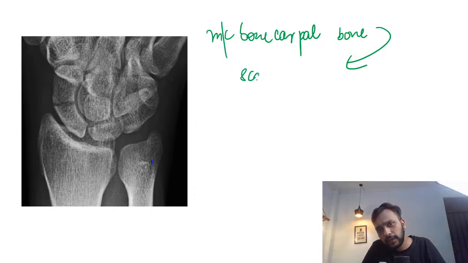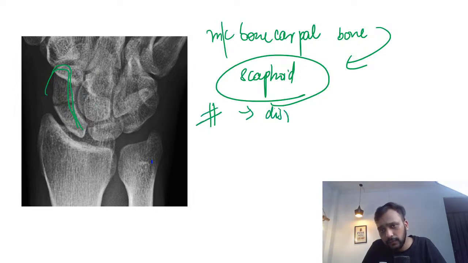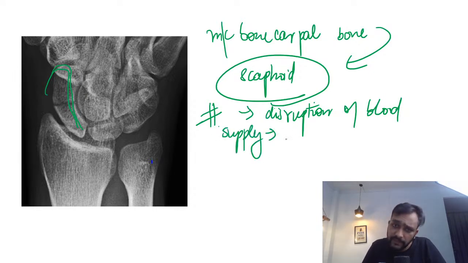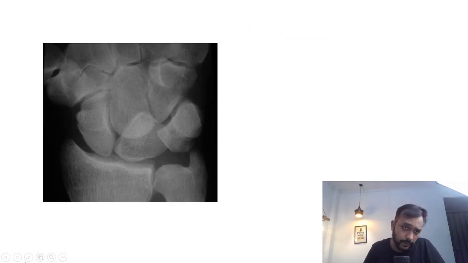Now guys, which is the most common carpal bone to get fractured? It is your scaphoid bone. And just remember that the arterial supply of the scaphoid bone is coming from the distal end to the proximal end. So in a fracture of the scaphoid bone, there is disruption of the blood supply to the proximal part of the scaphoid, which can result in avascular necrosis of the scaphoid. Clear?